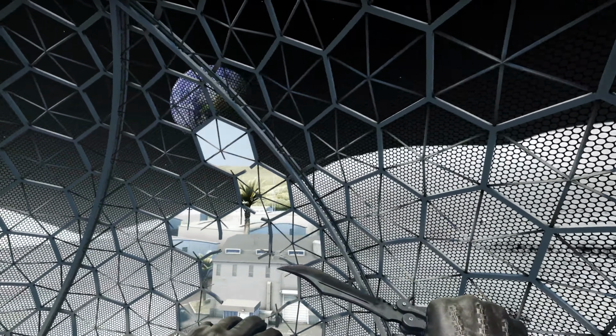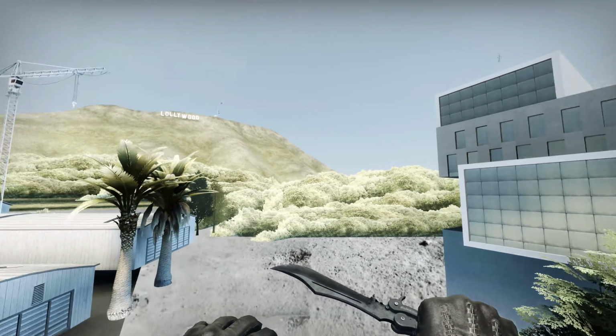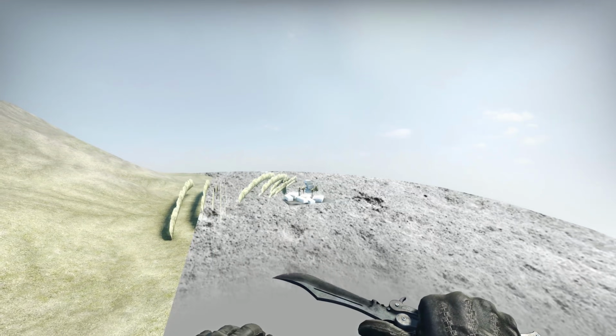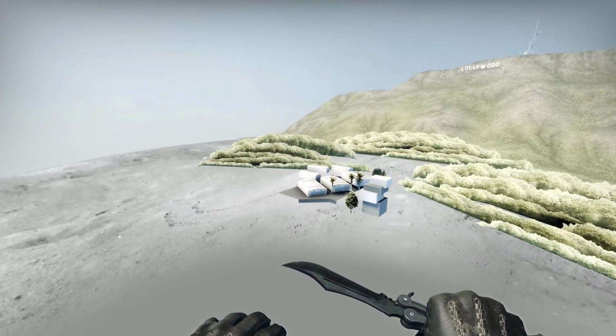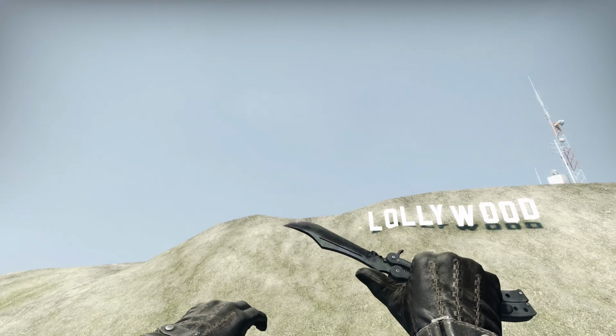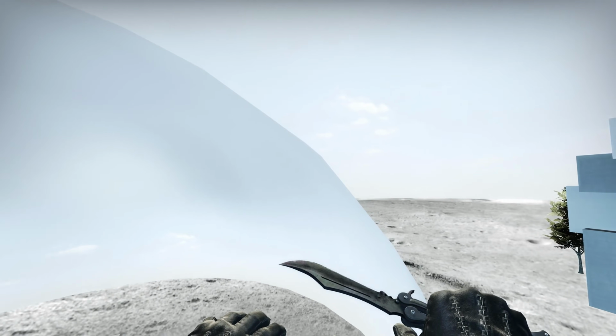When stuff moves in the distance, it's often the 3D skybox. So I visited that in this map by no-clipping out of the world. There are some buildings, there's some hills and mountains. There's Lollywood. And behind that is a big dome of painted-on sky. But no moon or stars.